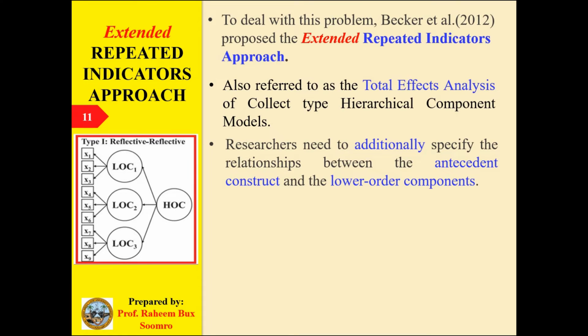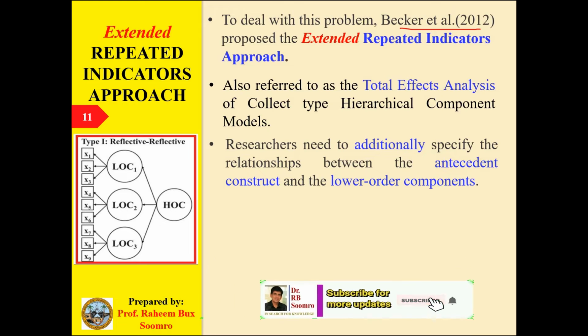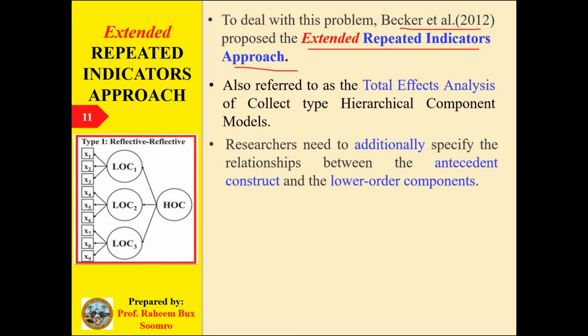Now, how to solve these two problems? Baker and his associates have suggested another approach, which is called the extended indicator approach. Alternatively, we call it a total effect analysis. Additionally, we have to add the path from the antecedent construct to its lower order components. We have to do this in order to resolve these two issues: the direct effect has become insignificant, negligible, and the R square has become 100%. In this way we can solve this problem.